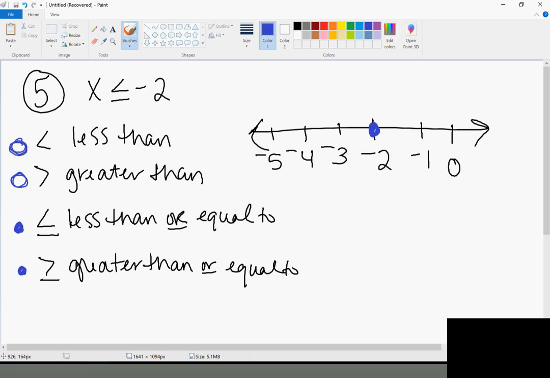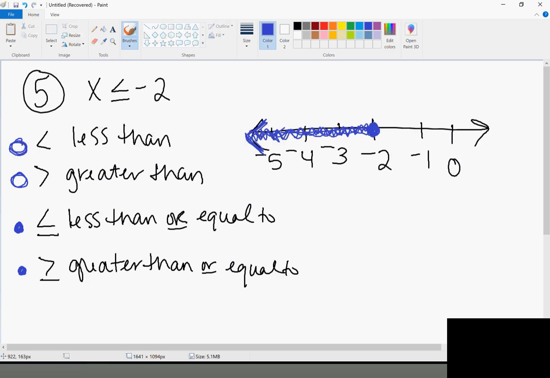And then now we have to shade. So this says x is less than or equal to -2. So all of the values less than -2 are going to be to the left. So we're going to shade everything to the left all the way to the end of the number line. And this arrow means it technically keeps going, but we can't write every single number in the universe, so just do an arrow. And that's how your graph would look.